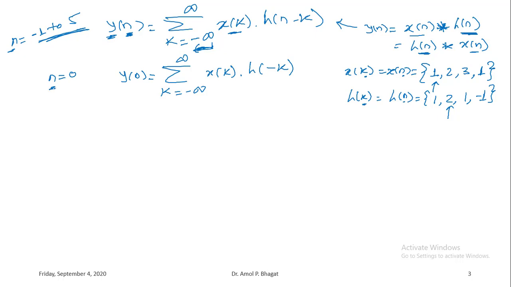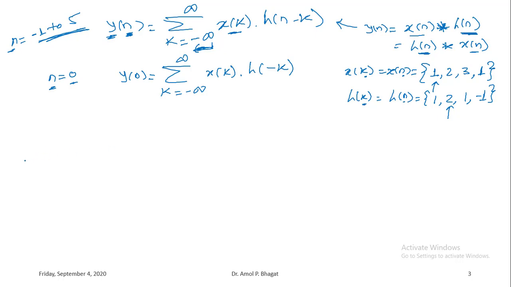For n is equals to 0, substituting n is equals to 0 in the convolution formula, I will get y of 0 is equals to summation k minus infinity to infinity x of k into h of 0 minus k, that means h of minus k. So to get this y of 0 value by using the graphical method, initially we'll plot these sequences, that is nothing but h of k and x of k.